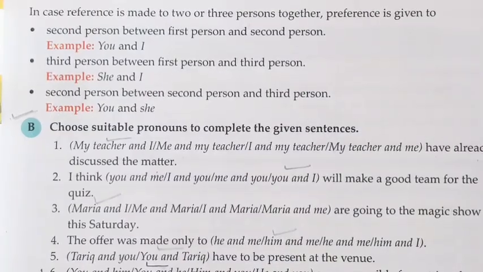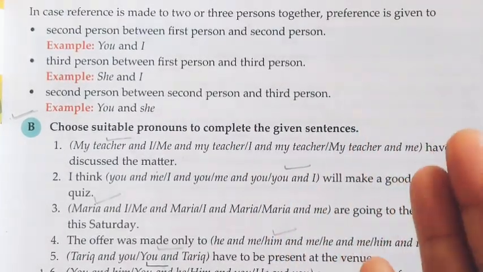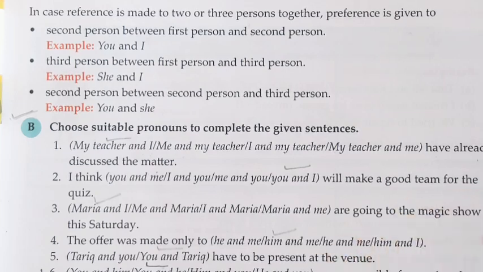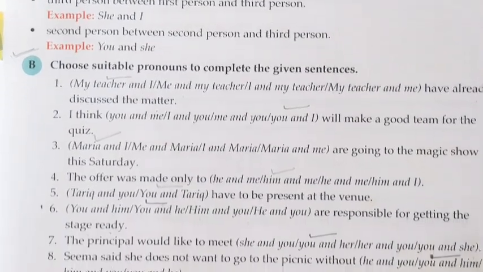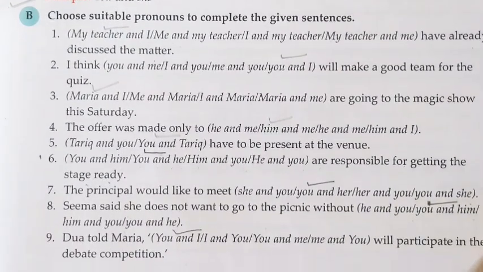Okay, now students, sometimes we use two types of personal pronouns together. For example, you and I, she and I, you and she. So we use these two types of personal pronouns together. This is very common. Now we have an exercise where we have to choose suitable pronouns to complete the following sentences.